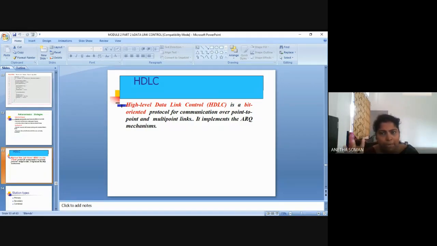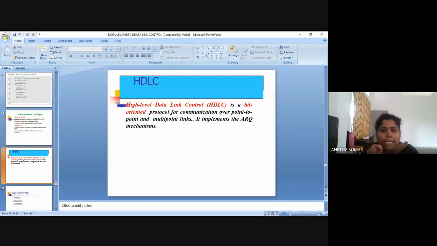And that happens at the sender side. Once you have stuffed all those bits and sent the data, once it reaches the receiver, unstuffing takes place. So that is the concept of a bit-oriented protocol. Bit stuffing takes place in a bit-oriented protocol. So this HDLC is a bit-oriented protocol.